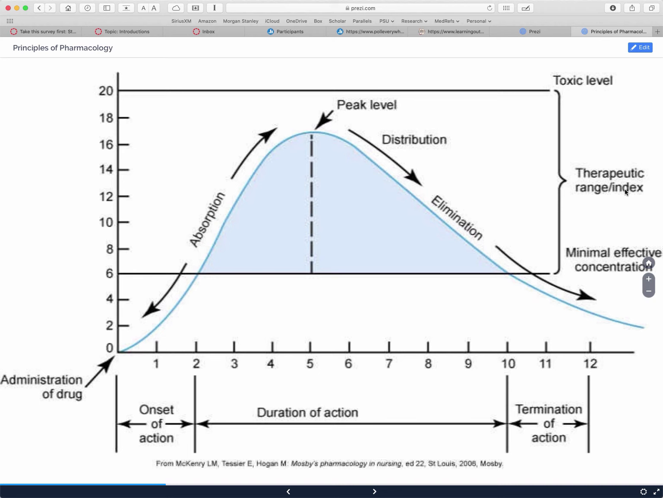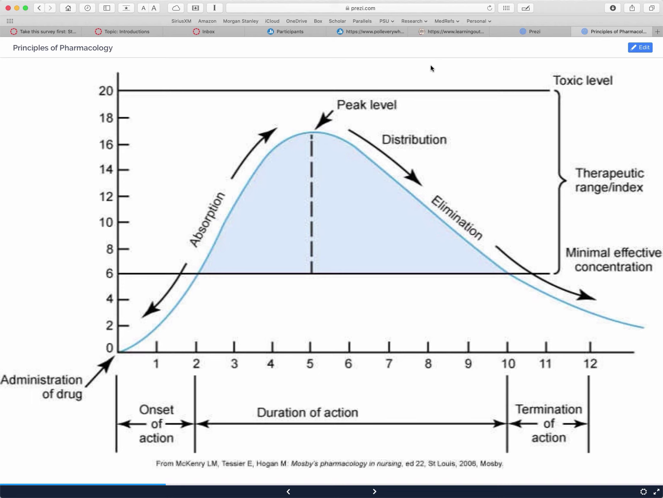When we talk about drugs like DIG, we're going to talk about therapeutic index because it has a very narrow therapeutic index. You give a little bit of the drug, it doesn't do anything because it's down here. You give a little bit more, and now you have good effect. You give a little bit more, and now you're at the toxic level. So that narrow therapeutic margin, or that narrow therapeutic index, means that you have to give just the right amount.